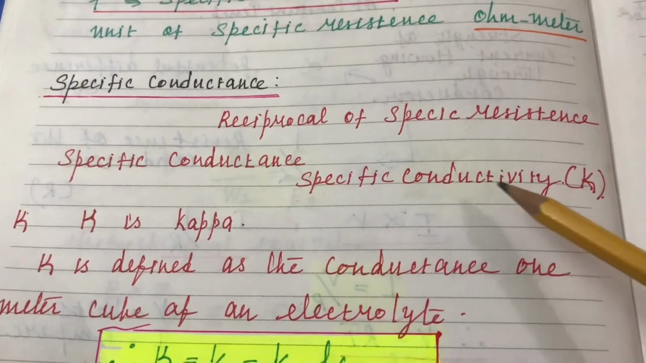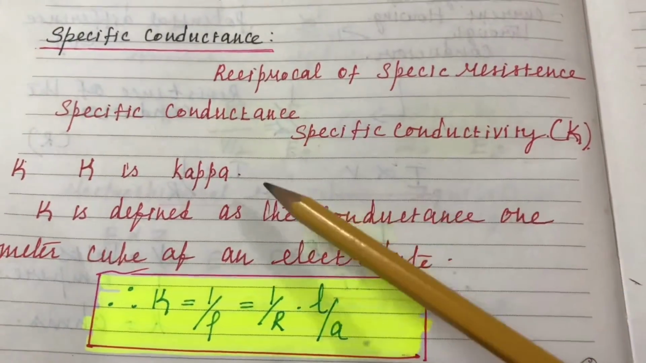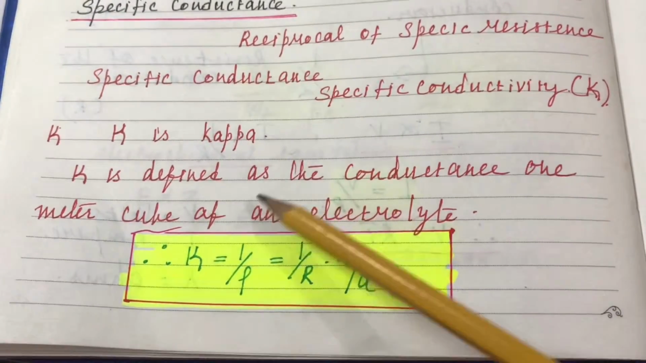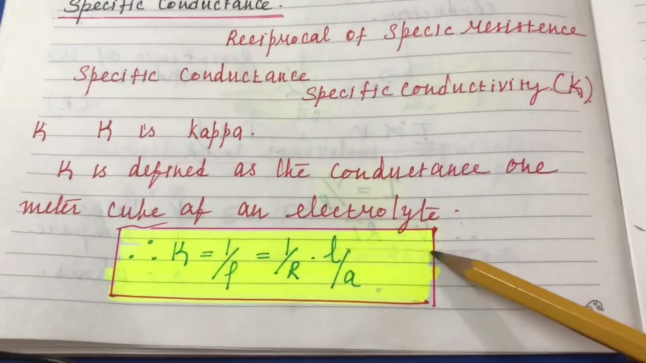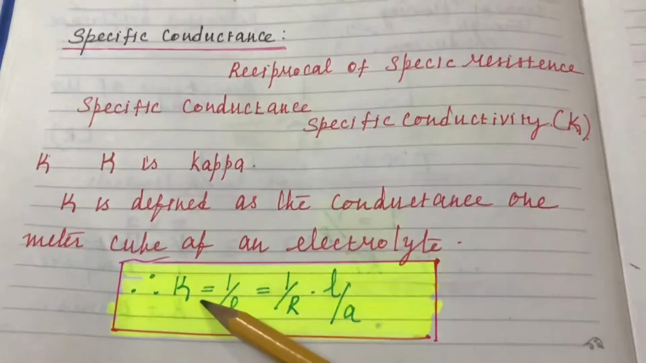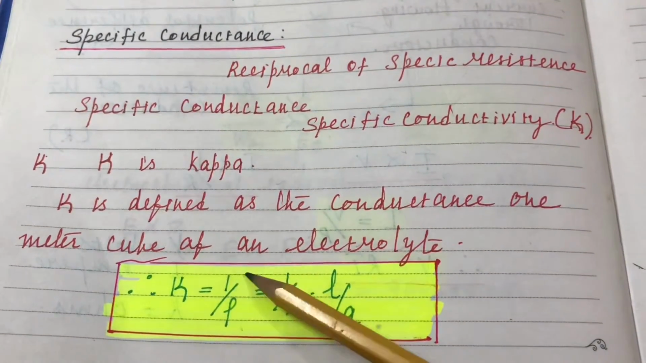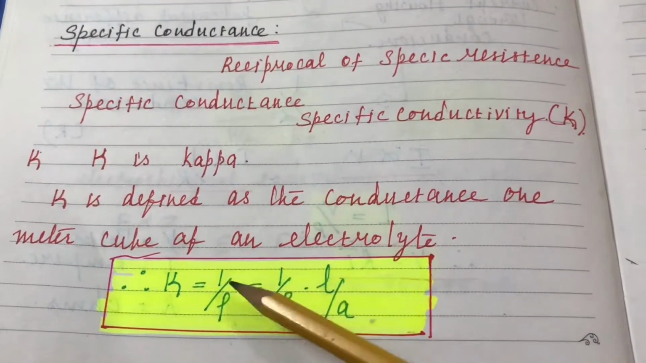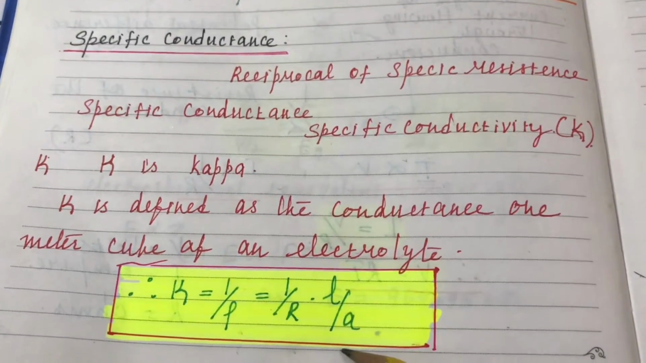The value of specific conductance is measured with the symbol kappa, which looks like K. Kappa is defined as the conductance of 1 meter cube of an electrolyte. Kappa, specific conductance, is equal to the inverse of specific resistance, that is 1 by rho, which is equal to 1 by R into L by A.